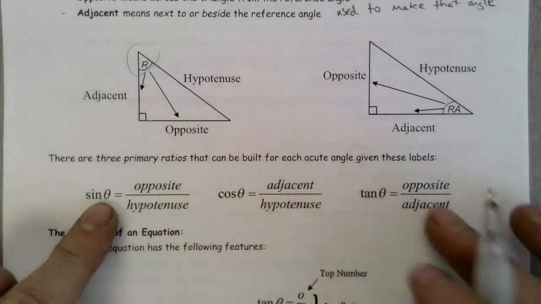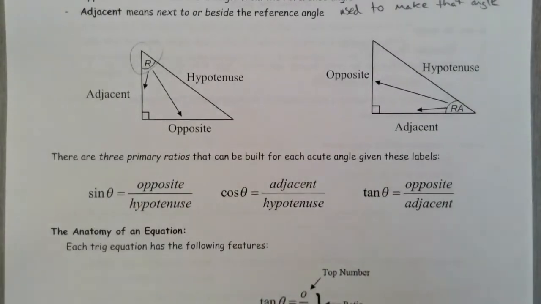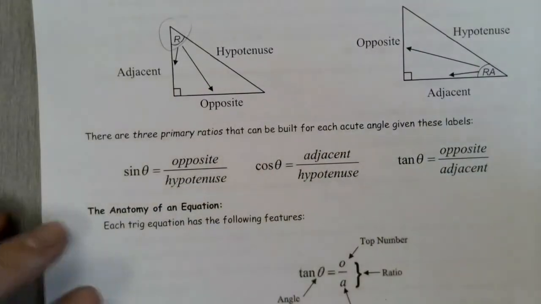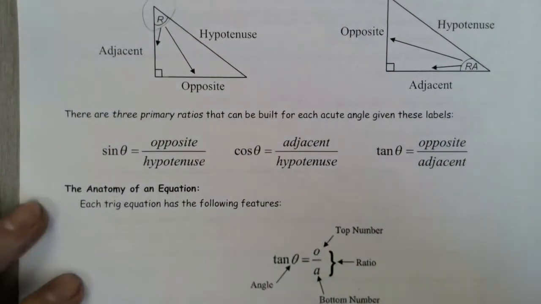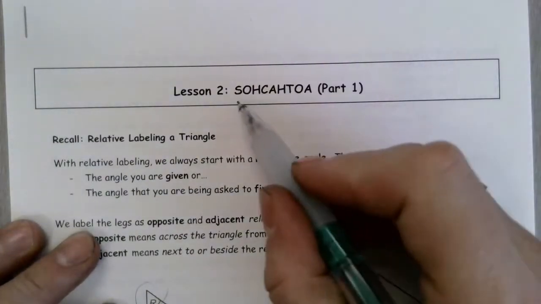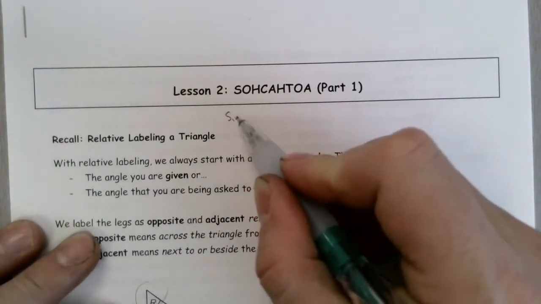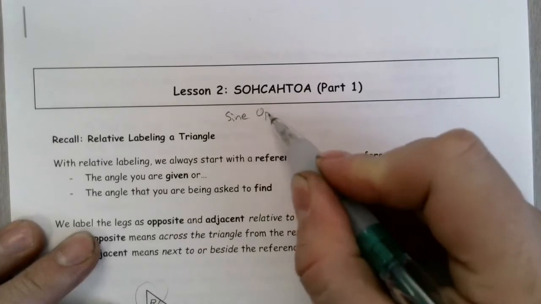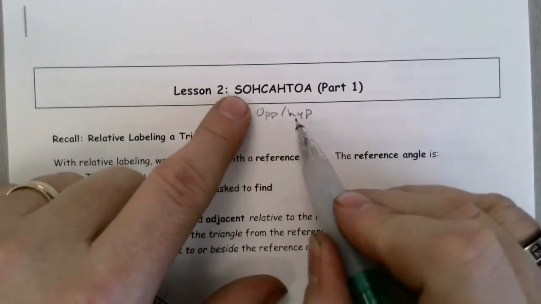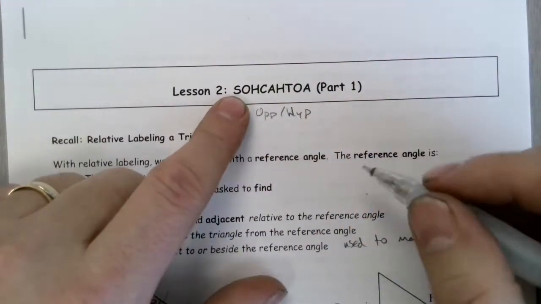So these are our three primary trig ratios. And if you haven't at this point, you should see where that SOHCAHTOA comes from. This means sine is opposite over hypotenuse, SOH. Let me put a capital H there.